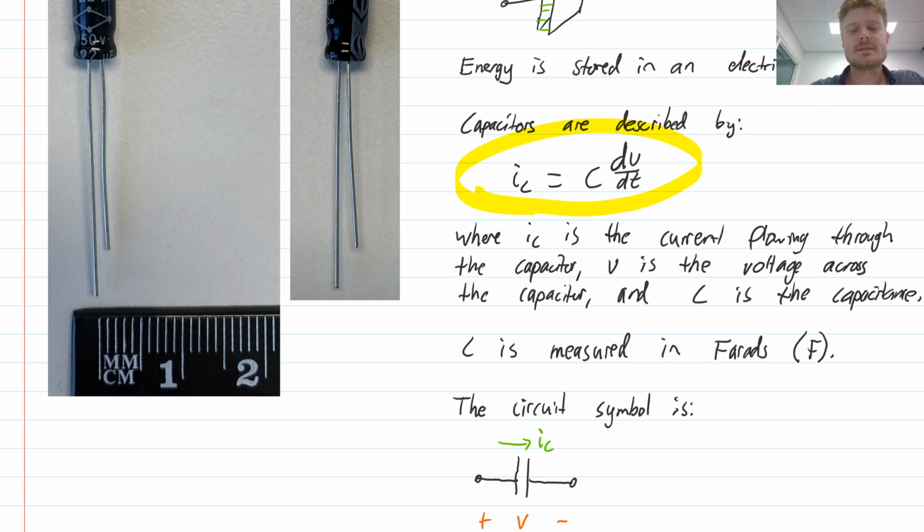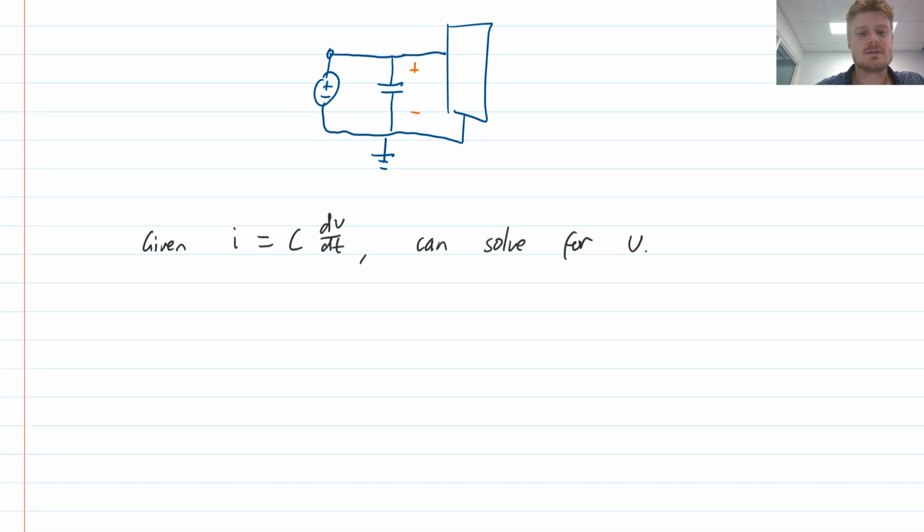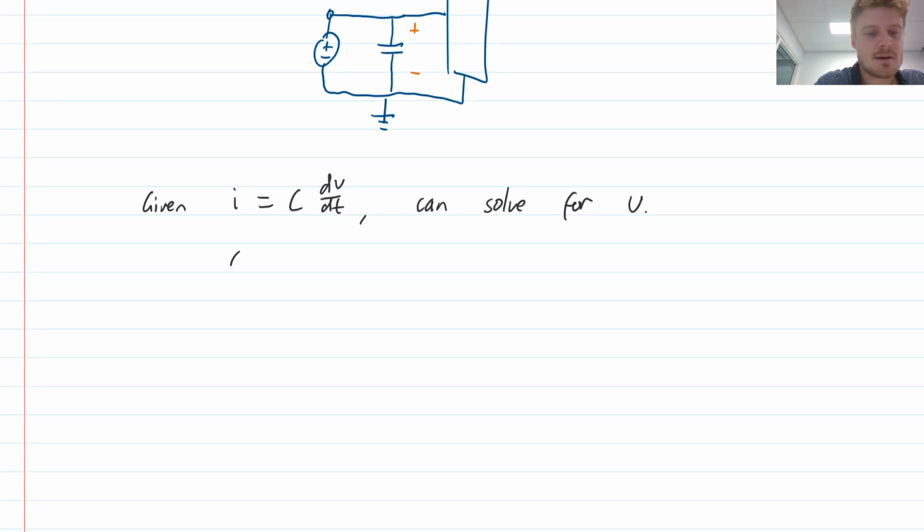And similarly to inductors, we can integrate this one to get an expression for the voltage. So let's have a look at doing that. Given that current is C dV/dt, we can also solve for the voltage. To do that, we need to integrate both sides with respect to time. This would give me the integral of dV/dt dt, and again I'm going to take some limits of integration, so let's say 0 up to some time t.